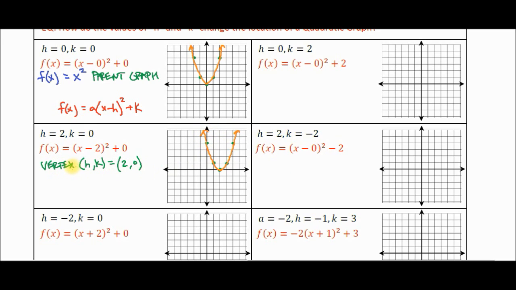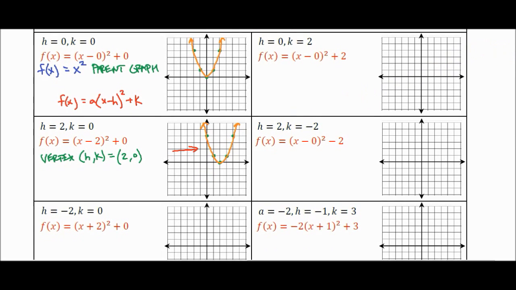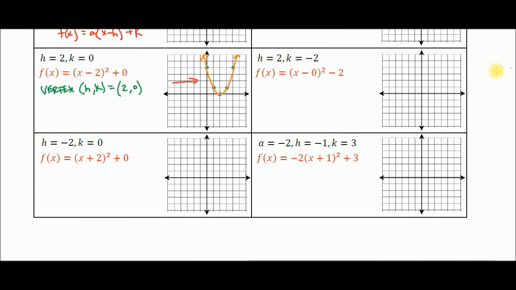All h did was shift the vertex over, and I'm going to make an arrow here to show you. It actually pushed the parabola over 2 units. Let's take a look at the next one. What if h is -2 and k is equal to 0?